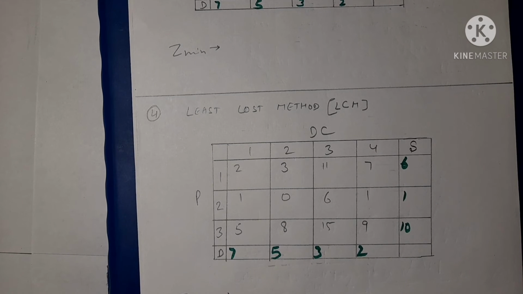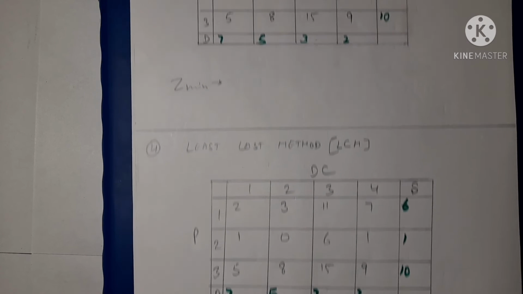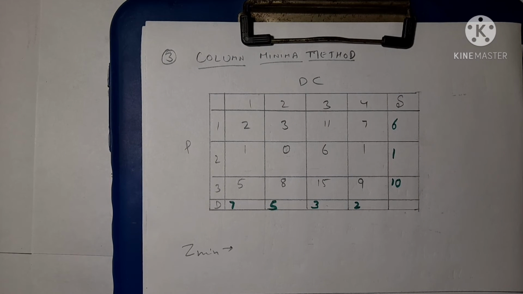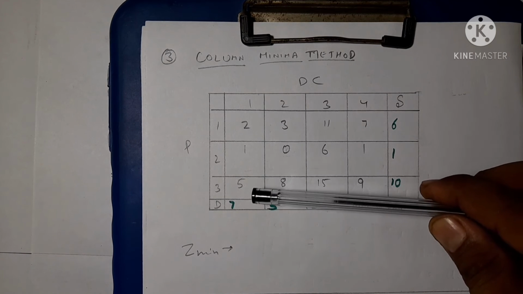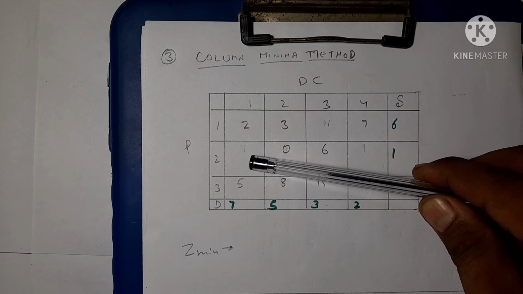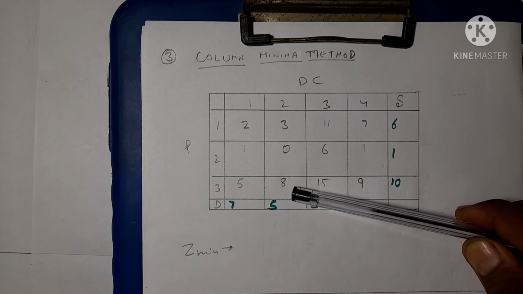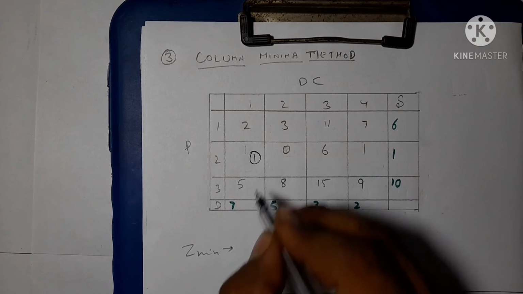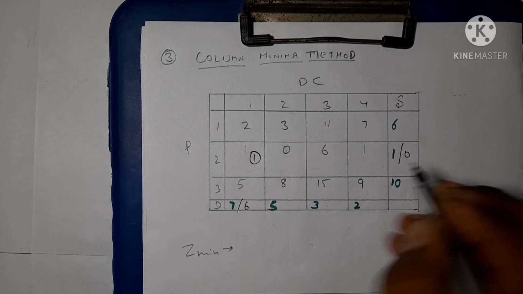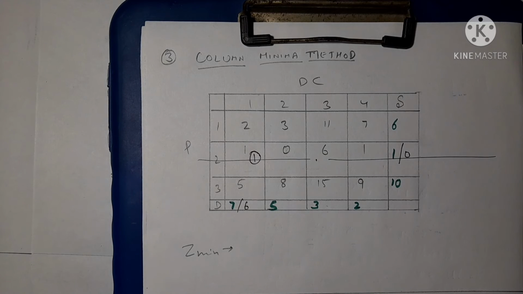For the third method, it is the column minima method. In the column minima method, we need to do the calculation on the basis of the column itself. Means in the first column here the minimum value is 1, here it is 0, like that. Here the supply is 1, column 1, element 1, supply is 1, demand is 7. We need to strike off this.